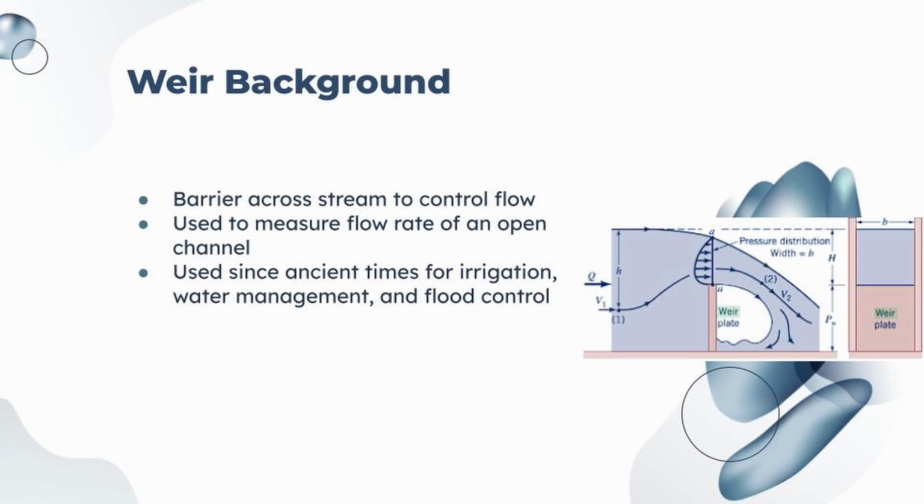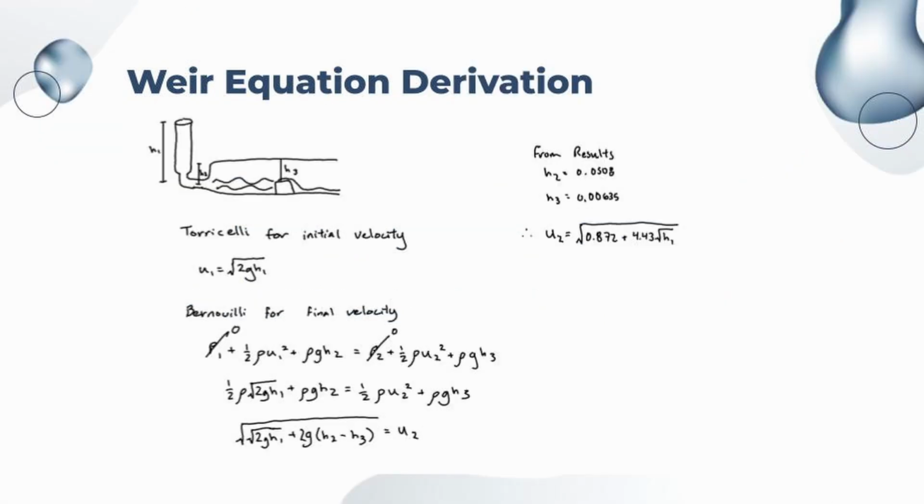Moving into the weir. A weir is a small barrier that impedes the flow and increases the flow rate. They've been used for a long time for irrigation and water management. The math ends up being the same for both the weir and the flume, with the only difference coming from the change in height, where the water height at the end is much lower for the weir.